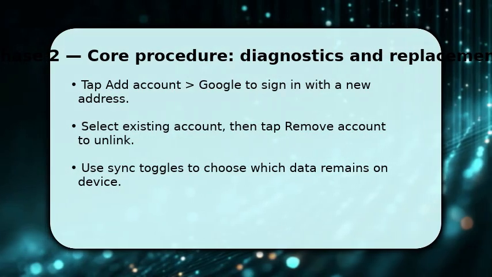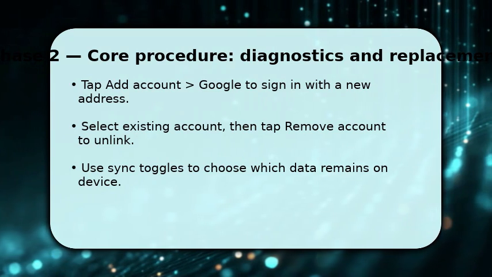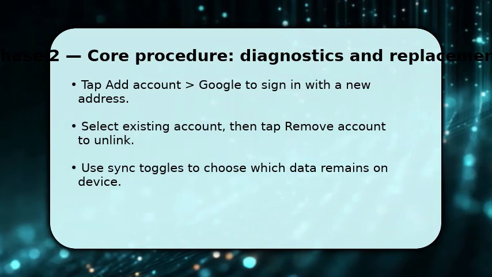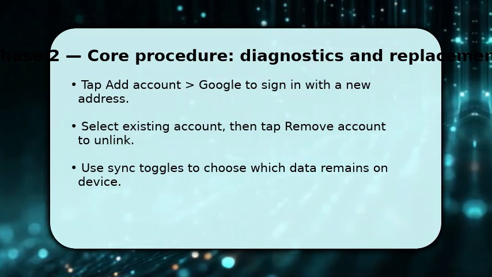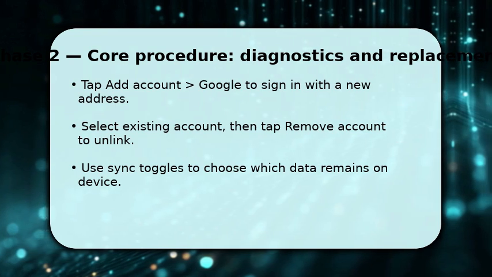Now you add or remove the account you want to change. Tap Add Account, choose Google, then enter the new email and password. Follow two-step verification if enabled.